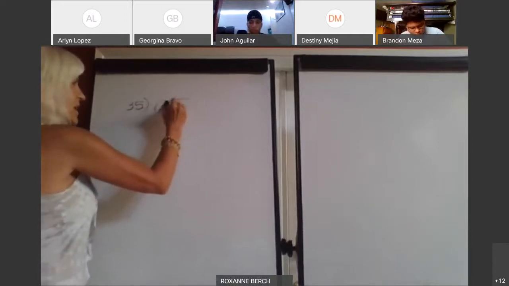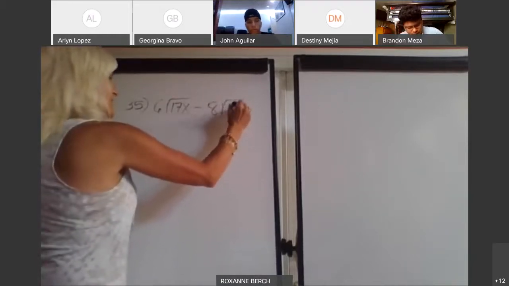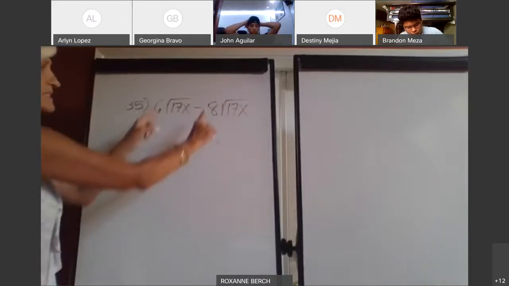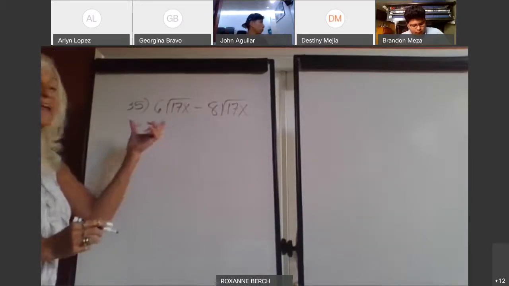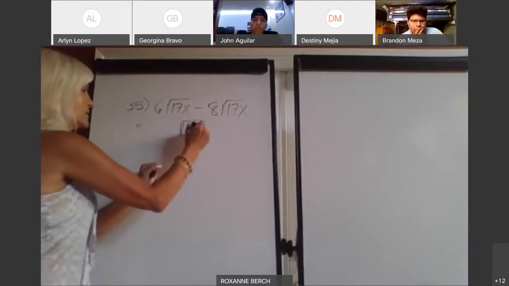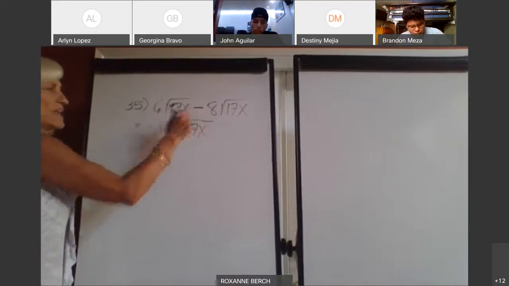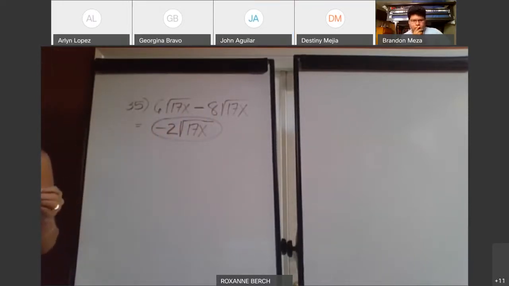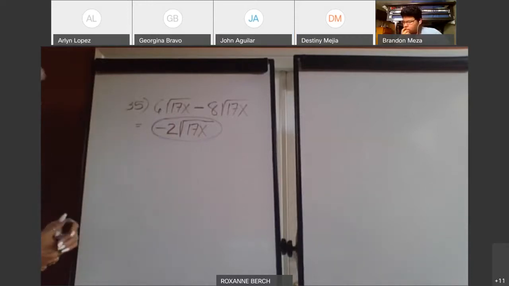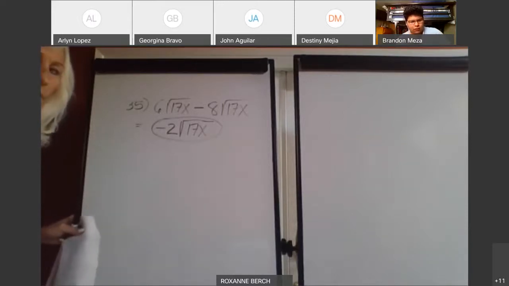What is it? 6 square root of 17x minus 8 square root of 17x. Now remember, you have to have like radicals. So that means the same index, which is square root, the same radicand, which is same. So you can add them, and all you do is combine the numbers in front. Don't change the radical. So you're subtracting, right? So what's 6 and negative 8? That's it. So when you have the same index and the same radicand, you just combine the numbers in front. Did that help? Yes. Okay.